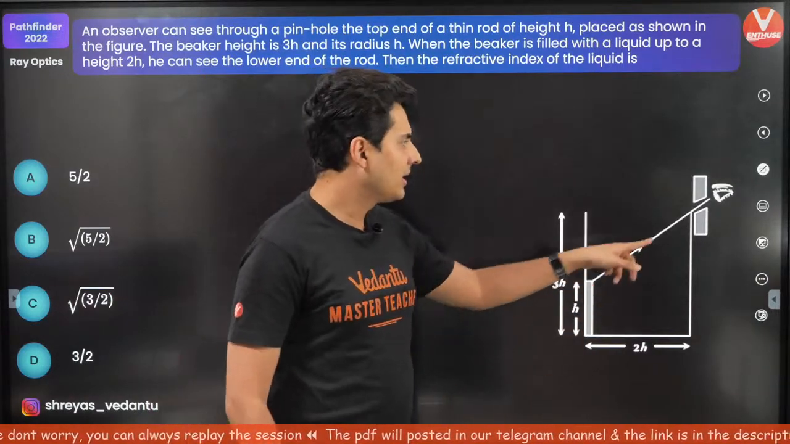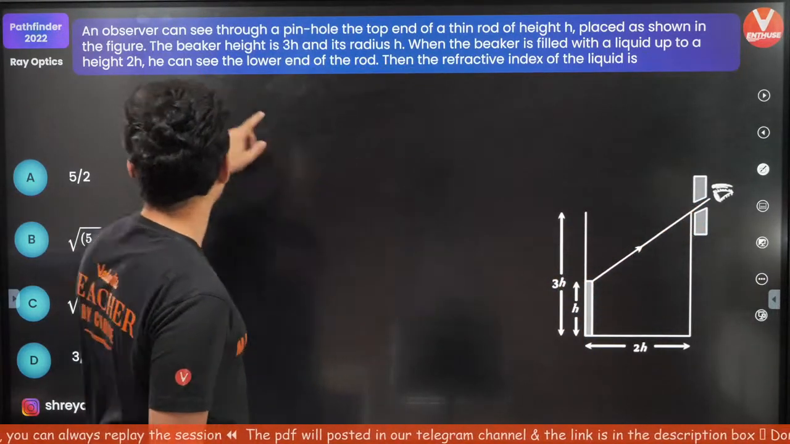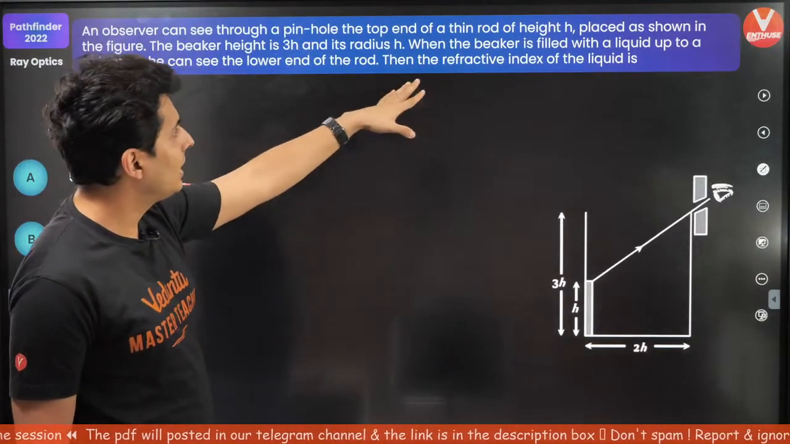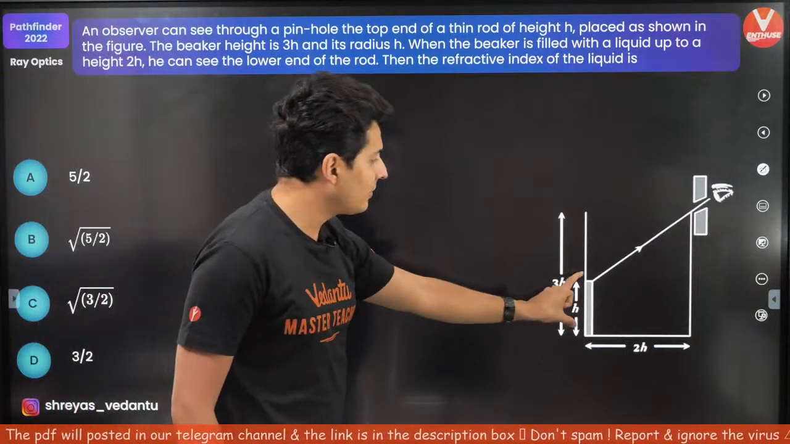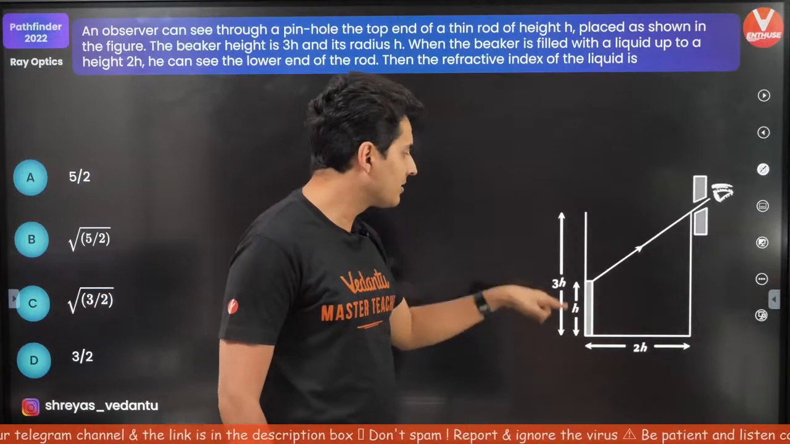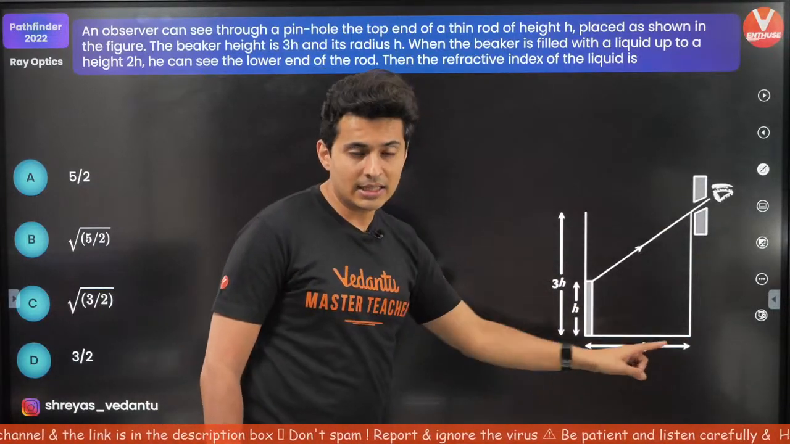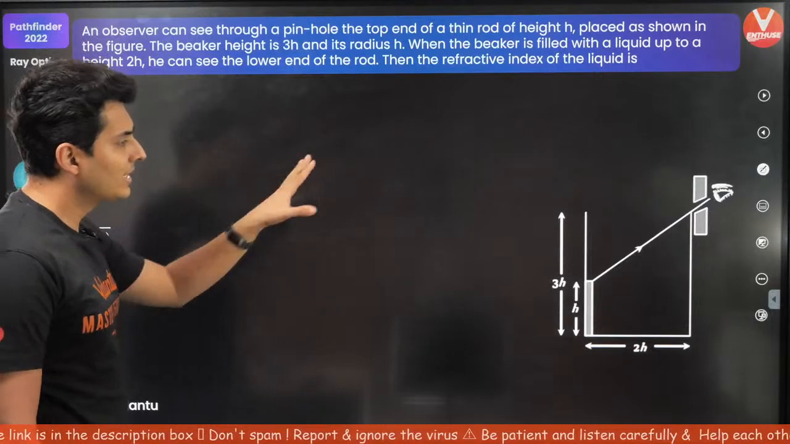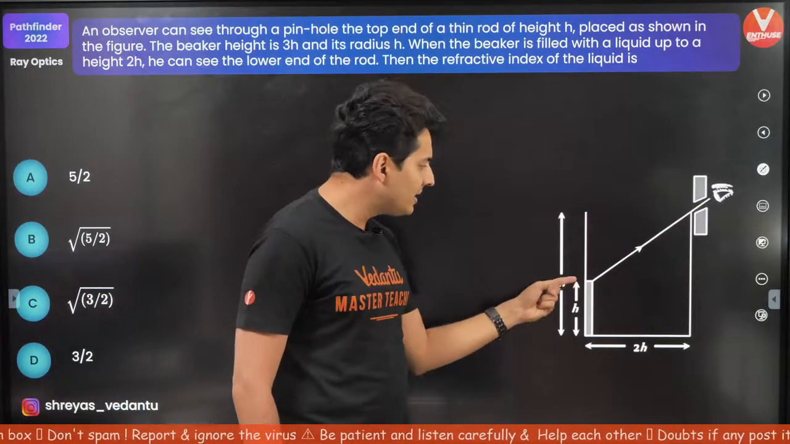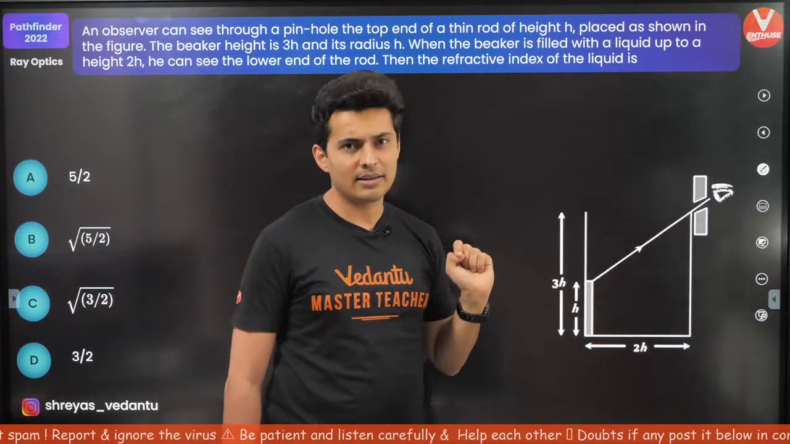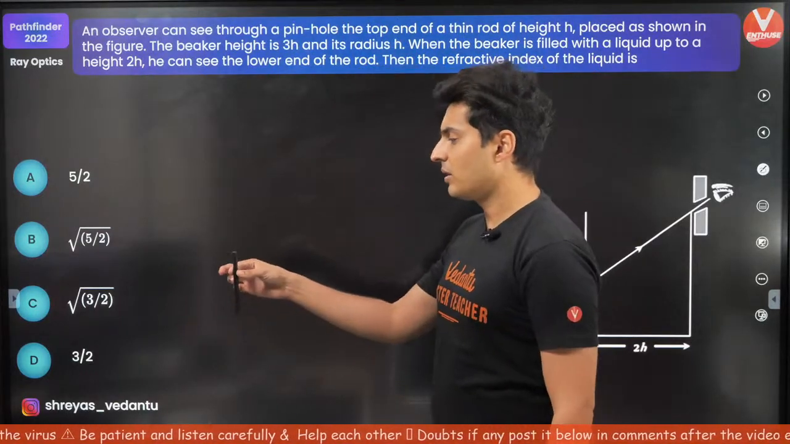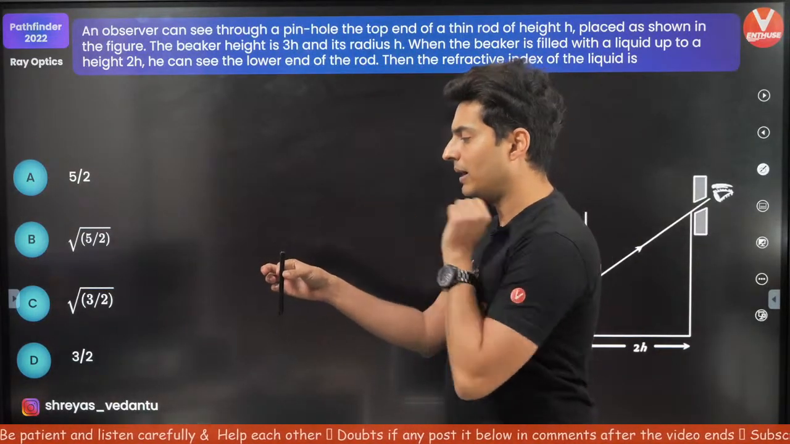Okay, so look at this. There is a person, he is looking through this hole. A person can see through a hole the top end of a rod at a height, and the rod which is placed here is of height h. The beaker's height is 3h, the base side length is 2h. Now it's completely empty. When he sees through the hole, just because of this edge, these rays of light are just able to enter his eye, and he can see the top end of the rod. So if you are placing the rod here, you are just able to see the top end of the rod.